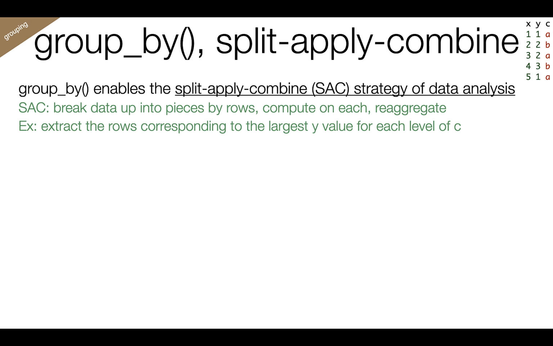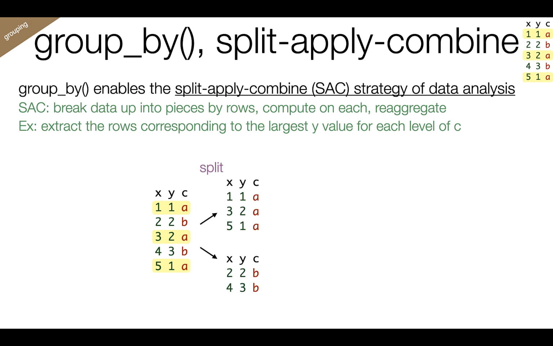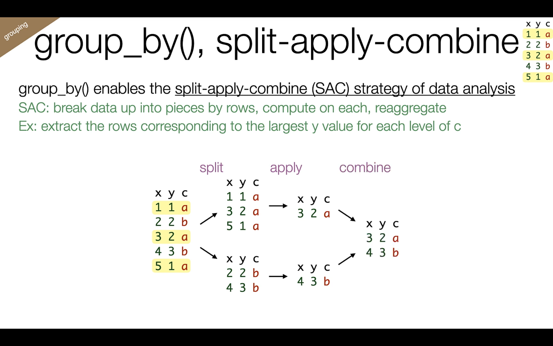Schematically, we have the tibble that looks like this, and I've highlighted the different rows according to their c levels. We're going to break apart that tibble into two different tibbles, which are homogeneous in their c variables. We're going to apply the function that extracts the row corresponding to the largest y value of each of the tibbles, and then we're going to re-aggregate these back together as one tibble.